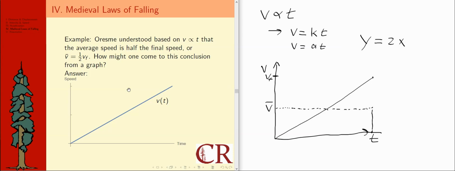So let me go and look at the answer here. It brings up that graph again, and then there is the v bar, in other words, the average. And again, I'm arguing intuitively here that it makes sense that it should be halfway up, and there it is in relation to the final velocity.